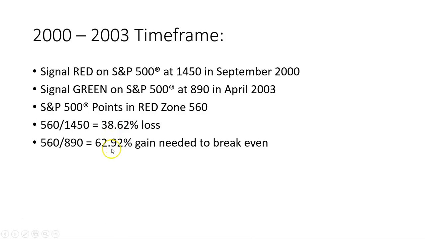Now, if you lose 38.62%, it takes 62.92% to get back to break even. And again, you know that takes years. We've seen that. It took years to just get back to 1500, 1550. So this, again, is the problem with losses.